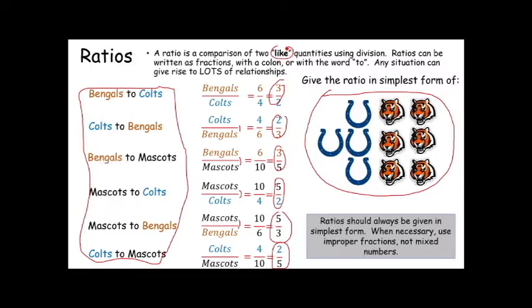Let me go back and refer to one more thing. The word like says that our comparison must be things that are like items. Notice that Colts and Bengals, while not exactly the same logos, are both mascots. They're both mascot logos or symbols. So we would consider those to be like units. Does that help?